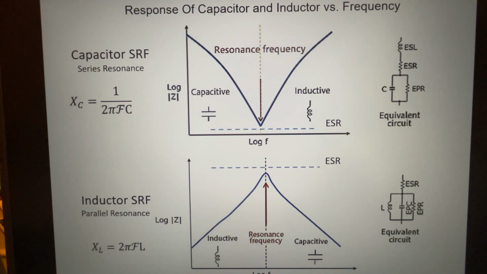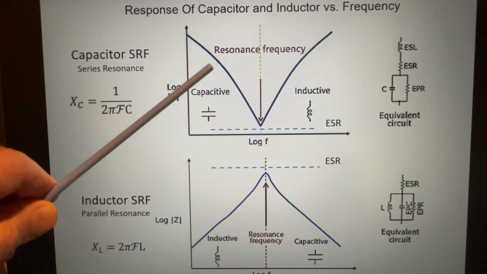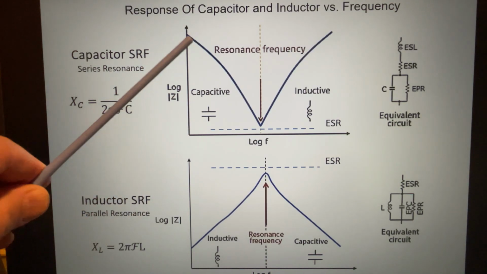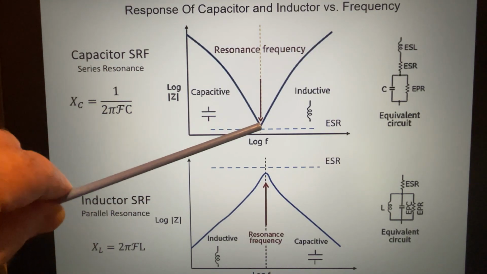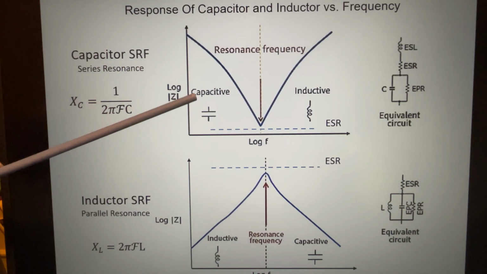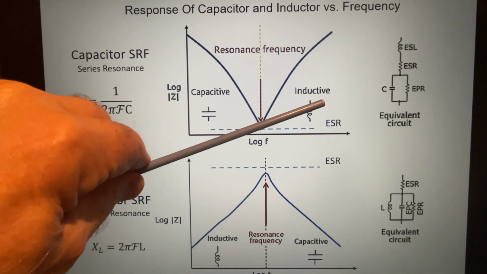So all components have a self-resonant frequency. That's the SRF that I'm showing here. And this is the formula for capacitive reactance. So it's 1 over 2 times pi times frequency times capacitance. So what you see here with the frequency in the denominator, as we increase the frequency, we actually reduce the capacitive reactance. That's what's illustrated here on this curve. And we can see when we reach the resonant frequency, that's where the capacitive and inductive reactance are equal.